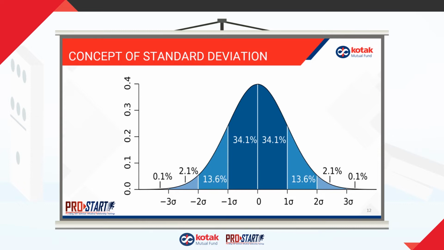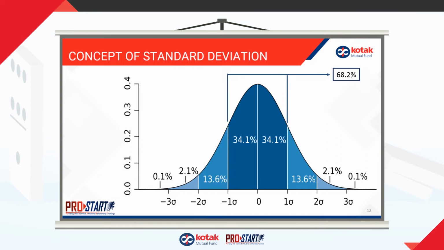Do you know what this all means? Let us try and understand this better. This means the following 3 points. 1. The probability that the actual value of the variable will lie between -1 standard deviation and +1 standard deviation is 68.2%. That is 34.1 plus 34.1.